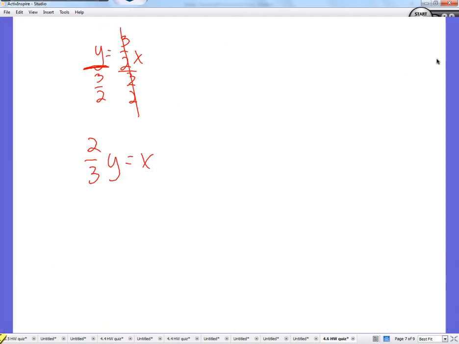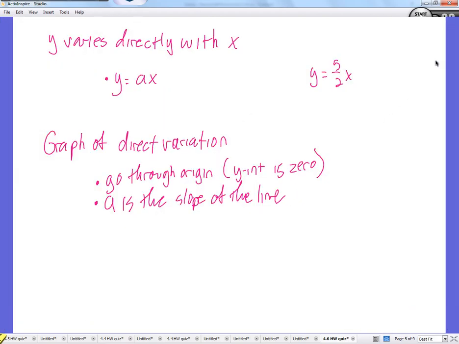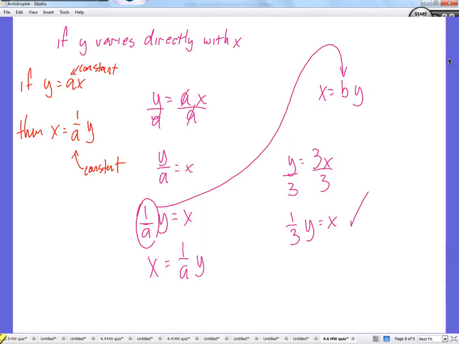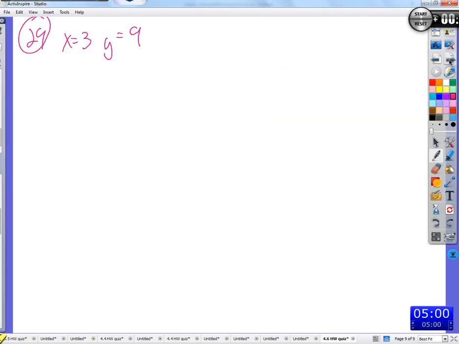It's identical to 36 except for the numbers are different. Okay? So if y varies directly with x, then y and x must fit into an equation like that. Y equals a constant times x. We know that because in the instructions it says y varies directly with x, so they have to fit into this equation. And they're asking us to write that equation.